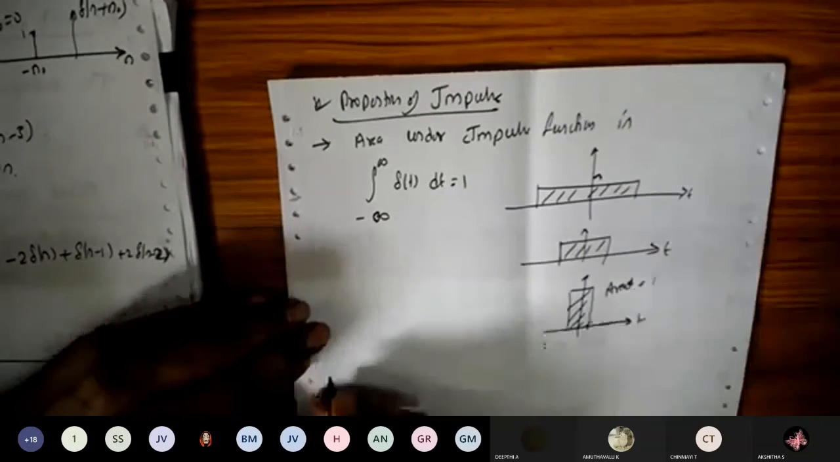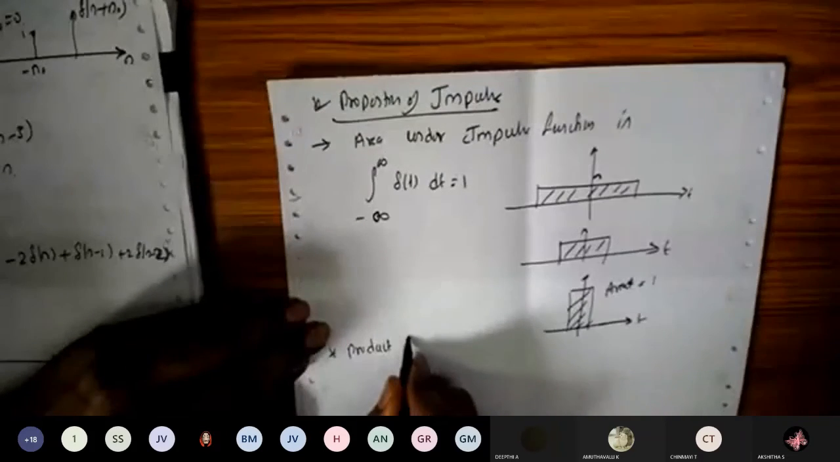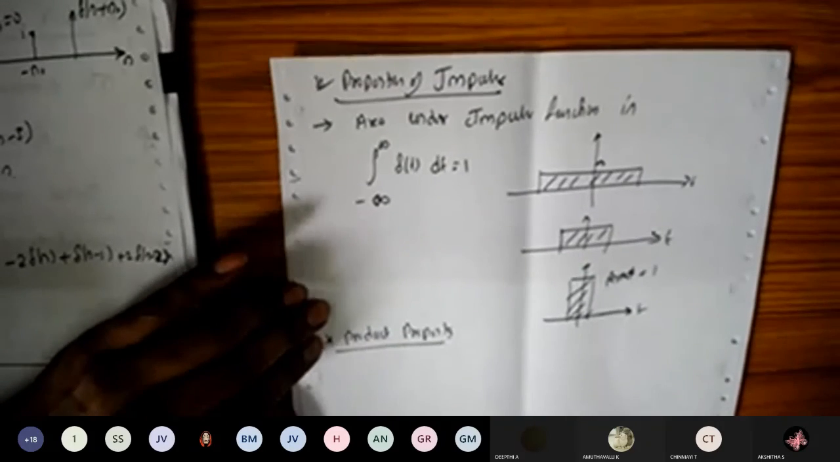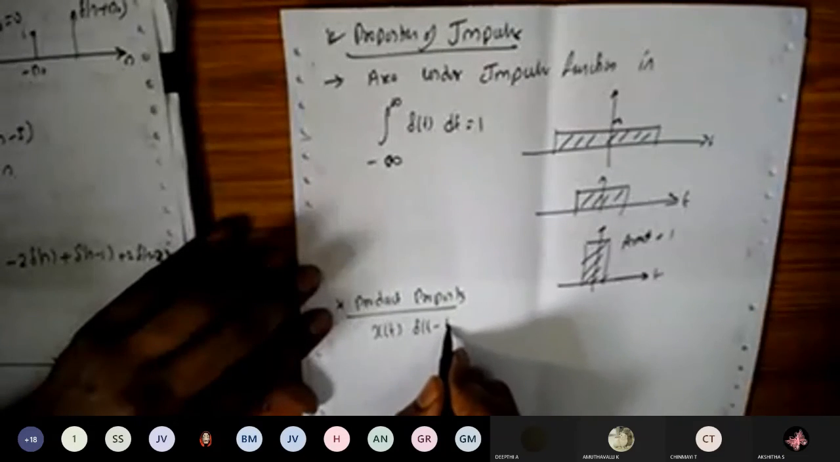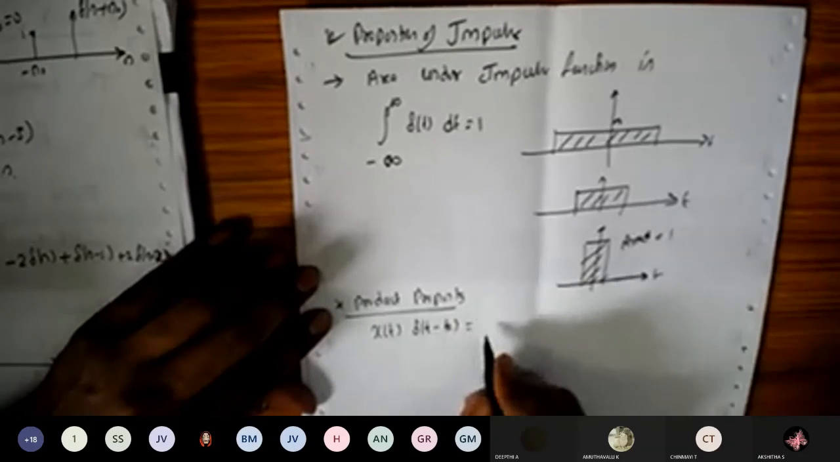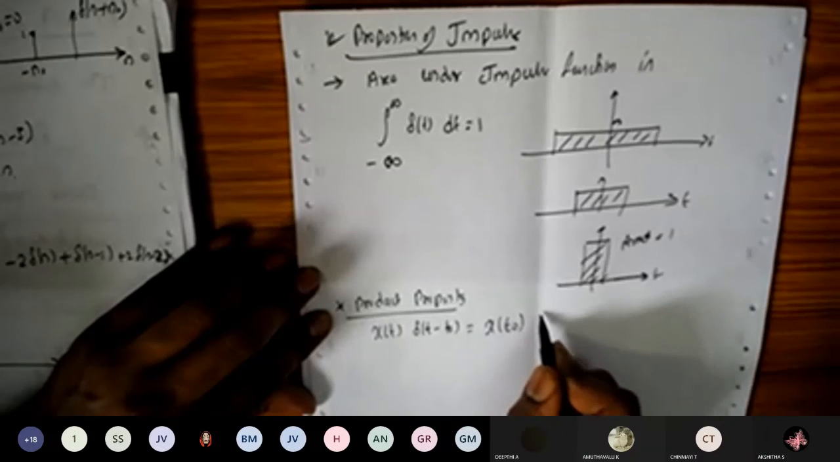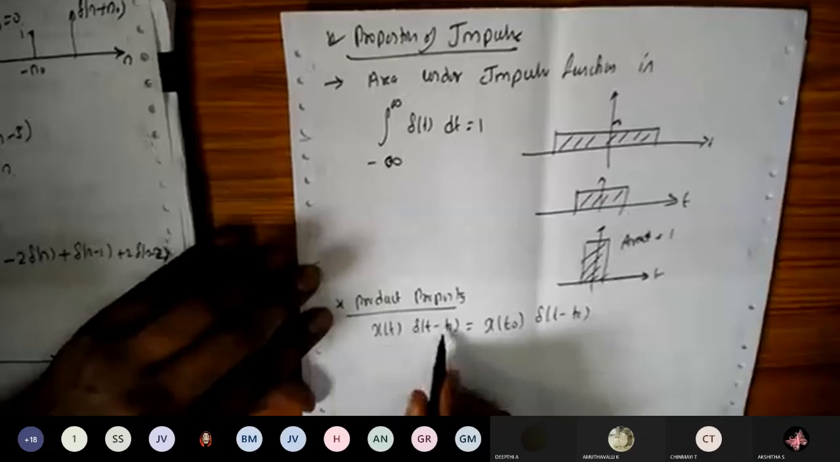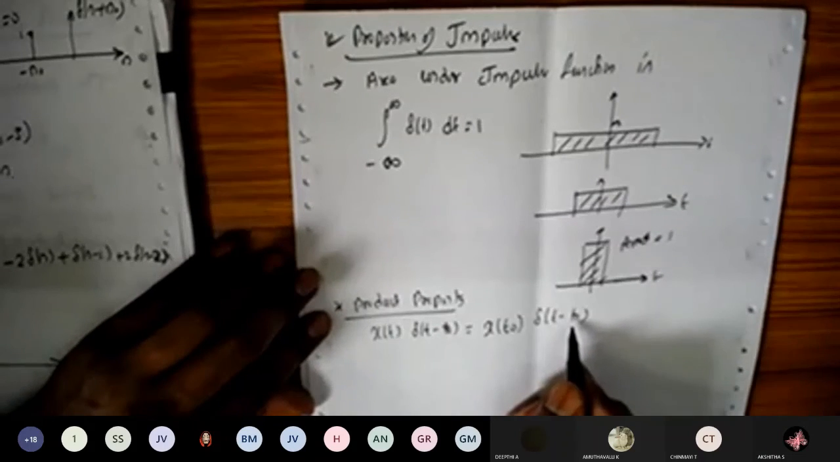Okay, the second property is called the product property of the impulse function. The product property says: x of t into delta of t minus t naught is equal to x of t naught into delta of t minus t naught. Again, x of t into delta of t minus t naught is equal to x of t naught into delta of t minus t naught.